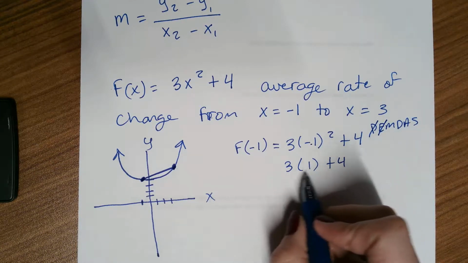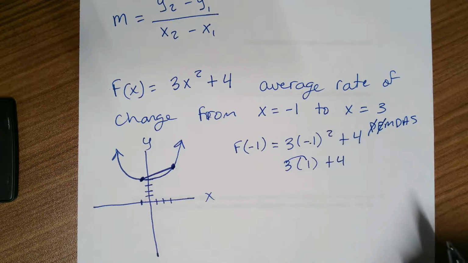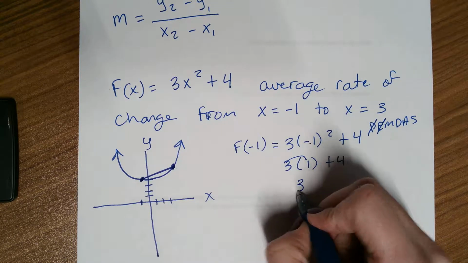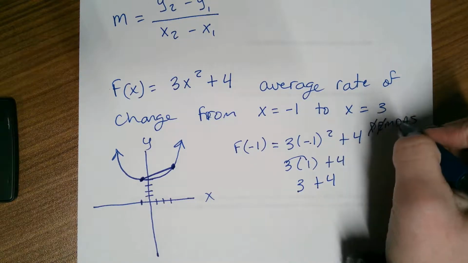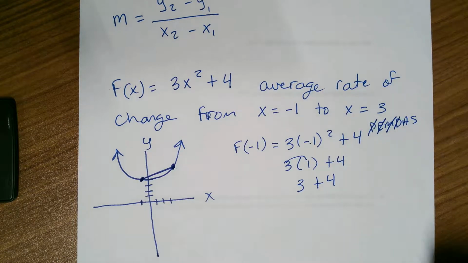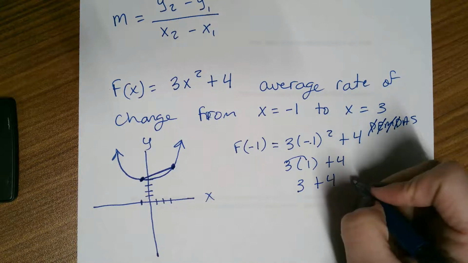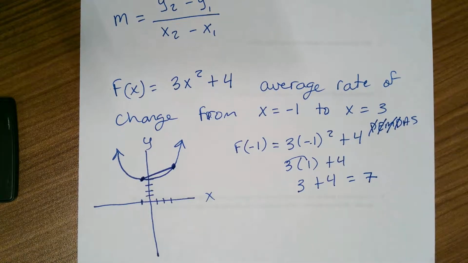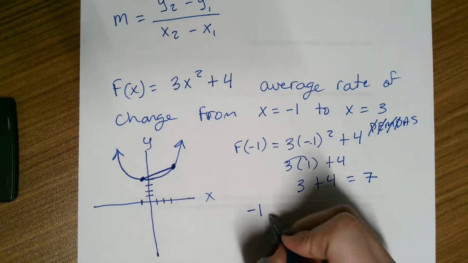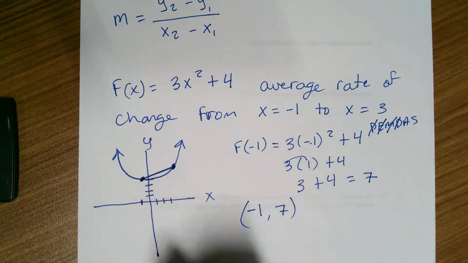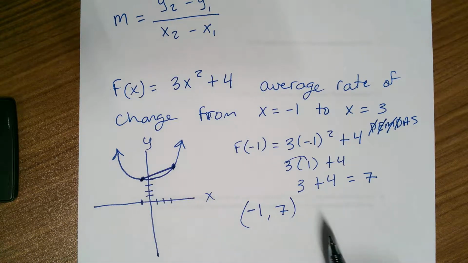Multiplication. The parentheses indicate that I need to distribute or multiply, so 3 times 1 gives me 3. Bring down my plus 4. Done with multiplication. I don't have any division. And now I can just simply add. So this is going to give me 7. So I know the x value is -1 and the y value is 7. So there's this point right here.